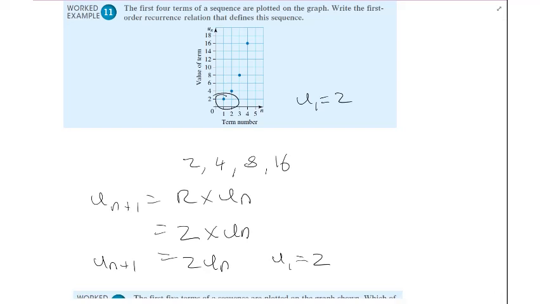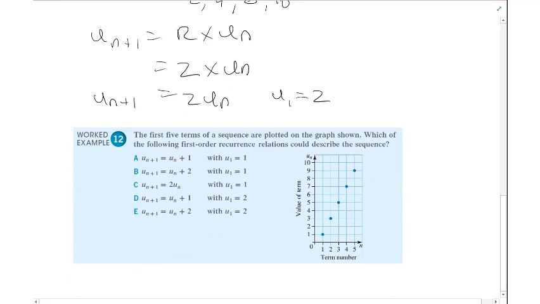So the first 5 terms of a sequence are plotted on the graph shown. Which of the following first order recurrence relationships describe the sequence? Okay, I think we can remove one straight up, because we can get rid of C straight away because we can see it's a common difference one. This would be a common ratio one. We're starting at term number 1, so U1 is 1, so that rules out these two. What we're left with now is, what is my difference? I'm going from 1 to 3, from 3 to 5, so I'm adding 2.